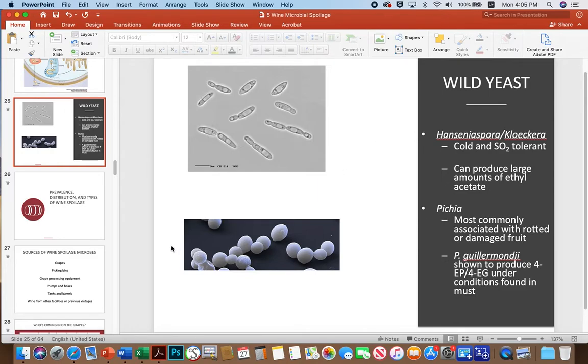Over here you see an additional wild yeast called Pichia. Pichia is a lot more round, quite different in appearance than Hanseniaspora and Kloeckera. But one of the interesting things about Pichia is they're obviously associated with rotted fruit, and so obviously you can minimize the likelihood of that being a problem by being careful in what fruits you throw into the bins.